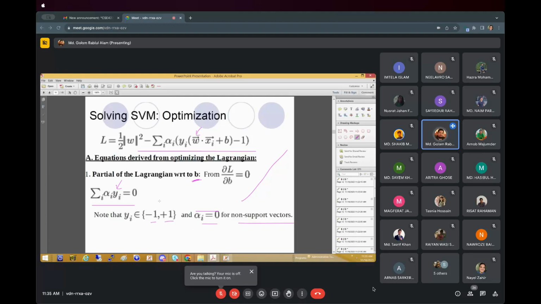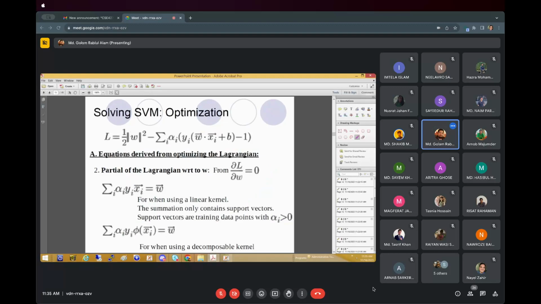So that means this is the first equation we got from our Lagrangian equation. Then the next thing is what? Again we want to take the derivative of the function, this time with respect to w. So if we take the derivative of this equation with respect to w, then we will get the summation of alpha I yi and xi equal w. This is another equation we will get. So we can say that this is equation number 2.